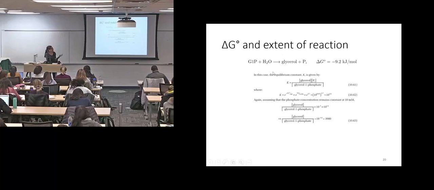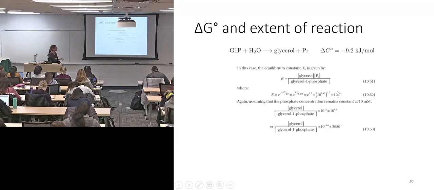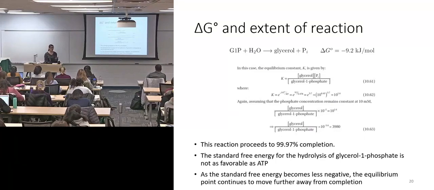So again, in this case, step 1, calculate the equilibrium constant using this information. Plug it all in. It's about 10 to the 1.6. Again, all of our cells are able to maintain our phosphate ion concentration at approximately 10 to the -2 molar. So now I have this relationship here, and I can spit out a ratio of closer to, rather than 10 to the 7th, about 4,000. This reaction proceeds to about 99.97% completion. The standard free energy change for the hydrolysis of glycerol 1-phosphate is not as favorable as the hydrolysis of ATP. It still gives me a source of energy that I could use for something.